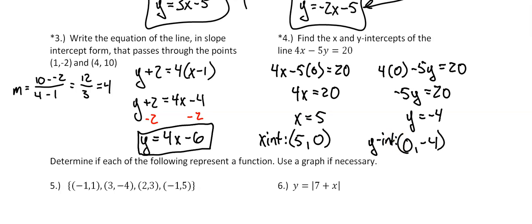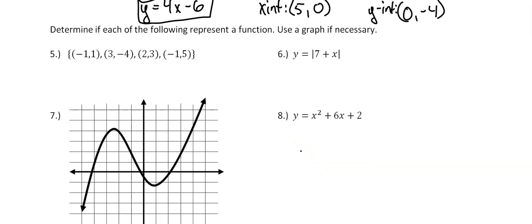Okay. The next couple here, we want to know if each of these is a function. And so when we have the graph, we do the vertical line test. When we're looking straight at ordered pairs, we're just looking to make sure that every x value has exactly one y value. So we're looking for repeated x values.